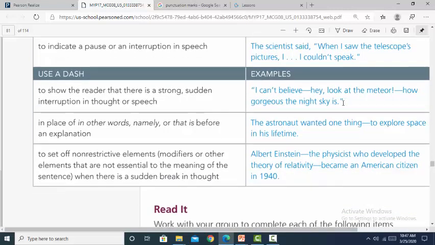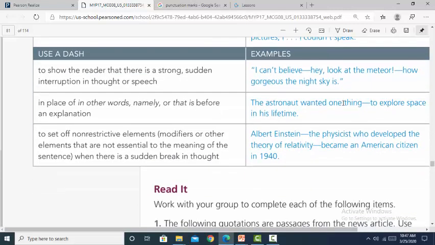Using a dash, why do we use a dash? To show the reader that there is a strong, sudden interruption in thought or speech. Like, "I can't believe—hey, look at the meteor! Oh, how gorgeous the night sky is." So you show a sudden, strong interruption. You stop for some time to express the sudden thing that happened.